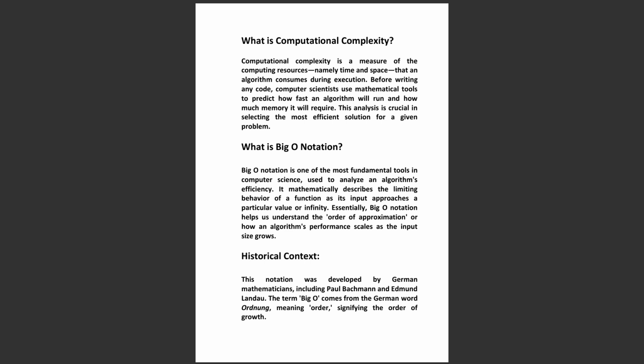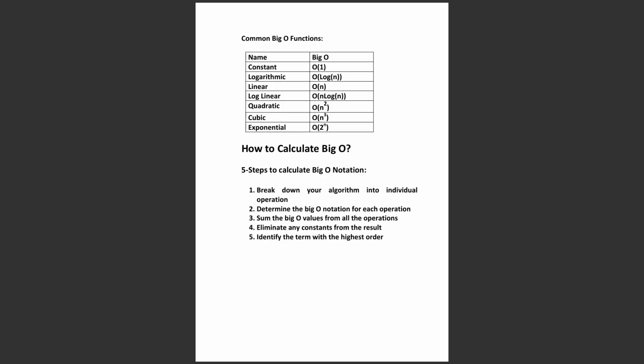The term big O comes from the German word Ordnung, which means order, signifying the order of growth of an algorithm. There are various types of big O functions, but in this video, we will focus on two of the most common ones: constant time O of 1 and linear time O of n. The more complex notations, such as those for quicksort and binary search, will be explained in future videos.